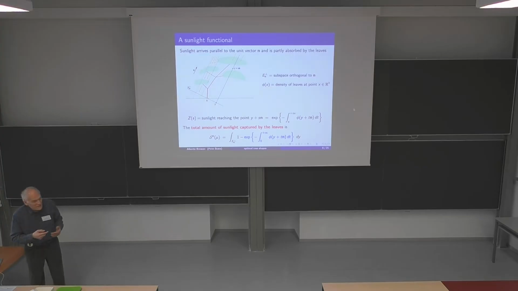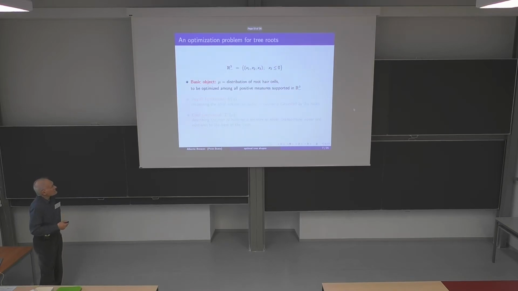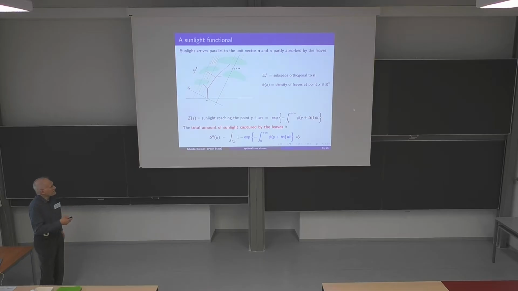All right. So in the end, a reasonable formula would be that the sunlight that reaches this point here is the exponential of minus the integral of all the leaves which are above this one, right? And then the total amount of sunlight will be given by a functional of this form. You just integrate over the whole distribution of leaves.